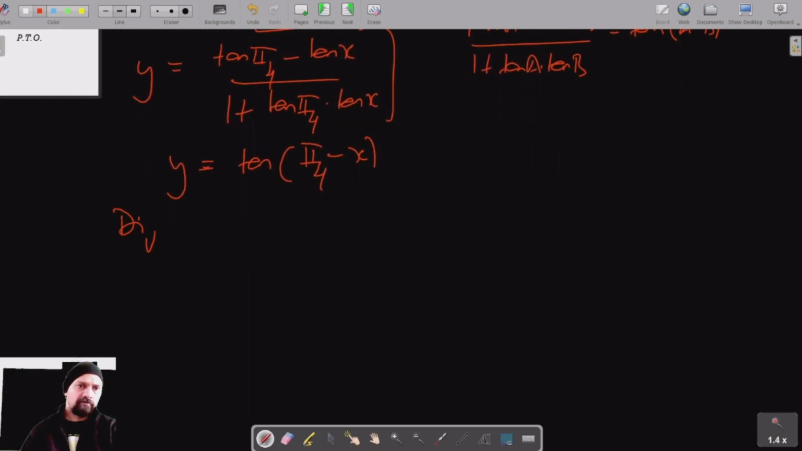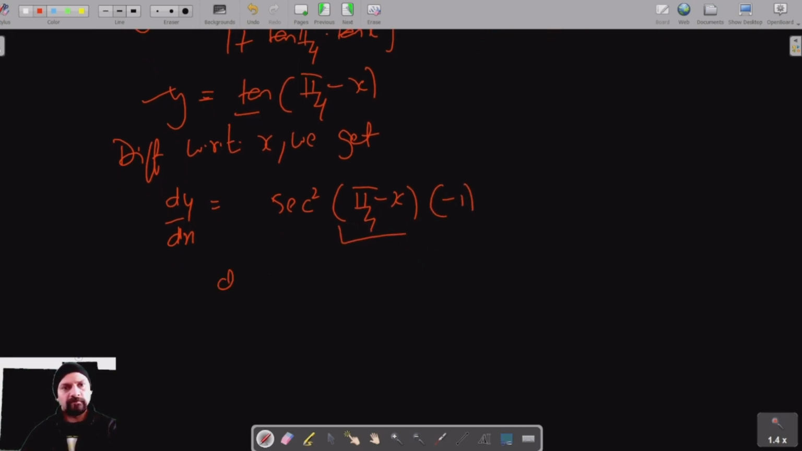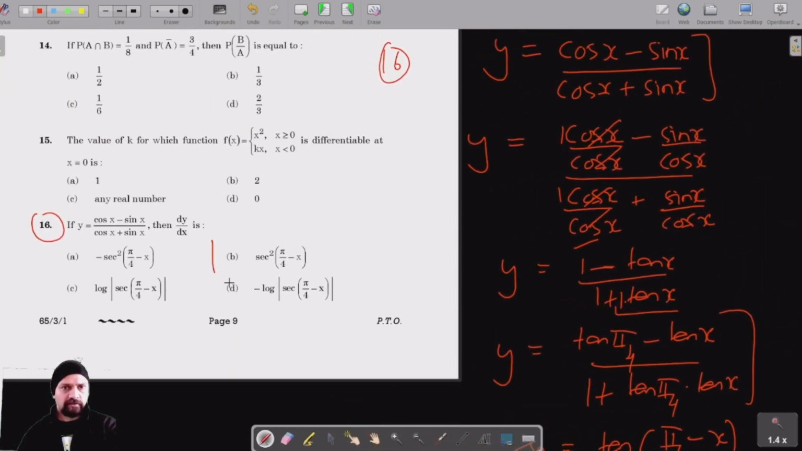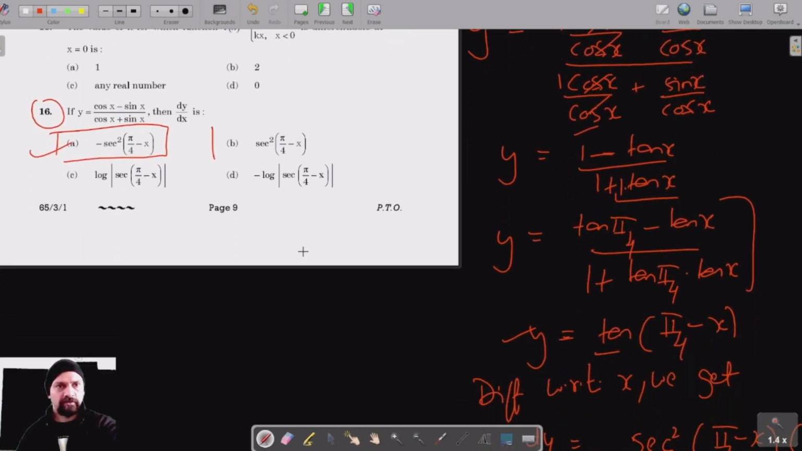Now differentiating with respect to x on both sides, we get dy by dx. Differentiation of tan is secant square of pi by 4 minus x, and differentiation of pi by 4 minus x is negative 1. So our first order derivative is negative secant square of pi by 4 minus x. And if we check the given options, it's option A. So option A is the correct answer. So we move on to question number 17.